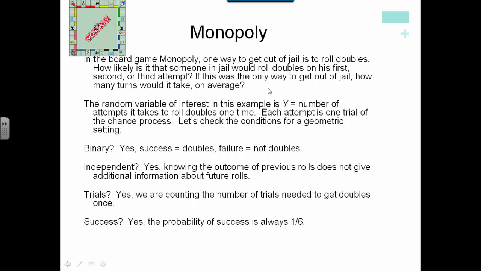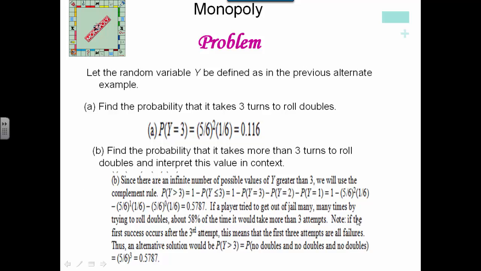Another example. In the board game Monopoly, one way to get out of jail is to roll doubles. How likely is it that someone in jail would roll doubles on his first, second, or third attempt? If this was the only way to get out of jail, how many turns would it take on average? Let's check the conditions. Binary, yes. Independent, yes. Trials, we're counting the number of trials needed to get doubles once. Success, the probability of success is always 1 over 6.